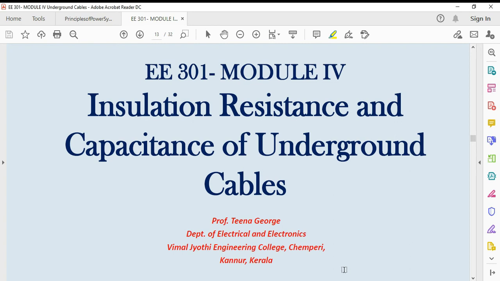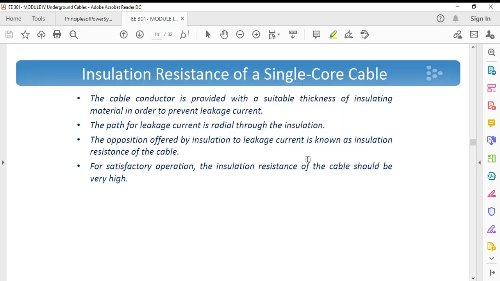Hello everyone. In this video, we can see insulation resistance and capacitance of underground cables. In a cable, the main parameters are resistance and capacitance. The insulation resistance of single core cable.